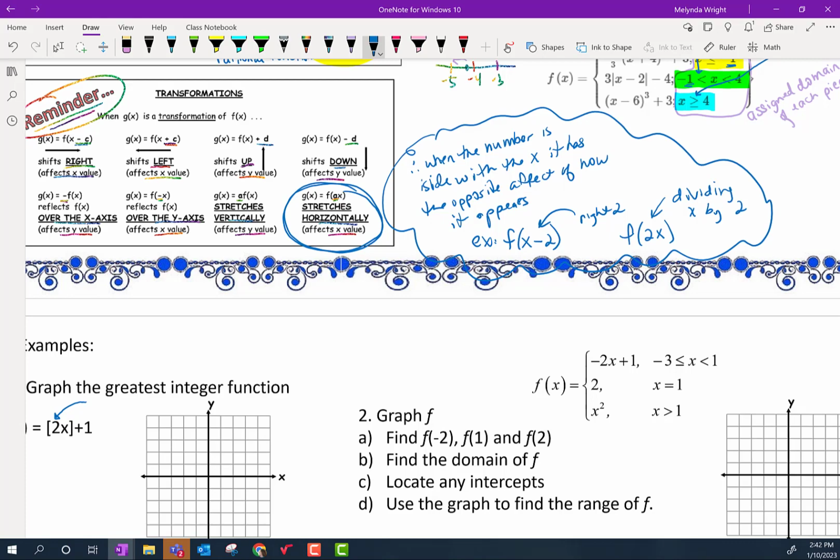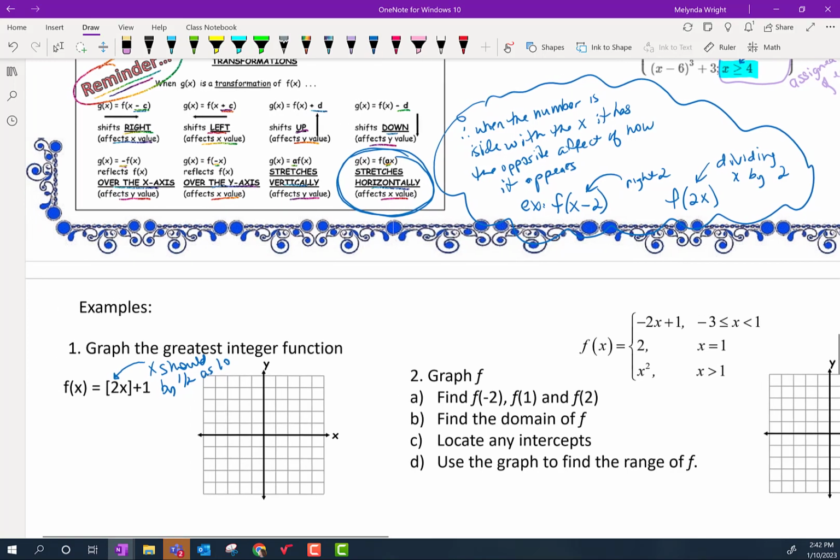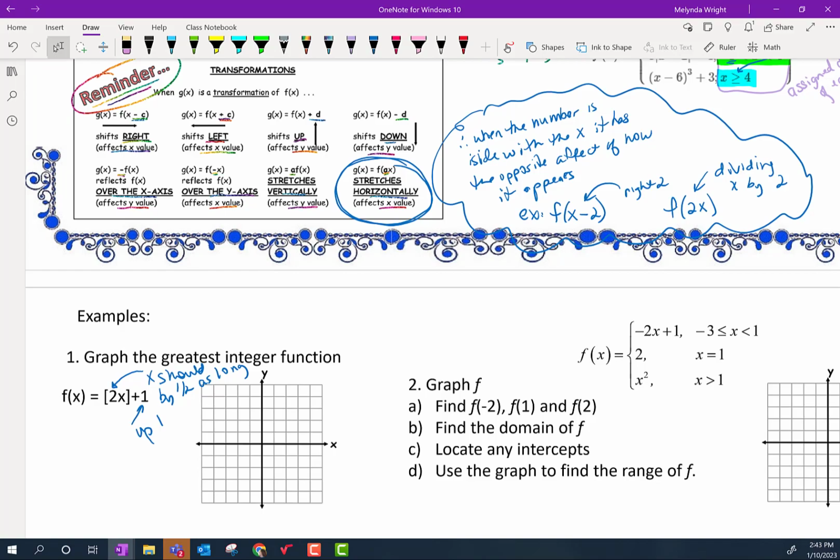Okay, so when we look at the greatest integer function here with the 2 inside of it, we should expect the x to be half as long. And this transformation says it's going to be shifted up 1 from the parent. So let's look at what the greatest integer function looks like. Let's look at that graph one more time.